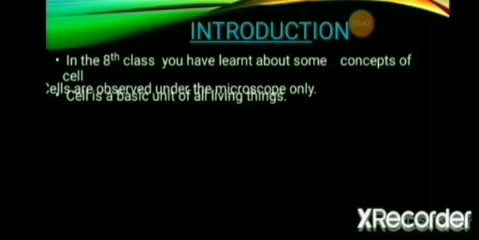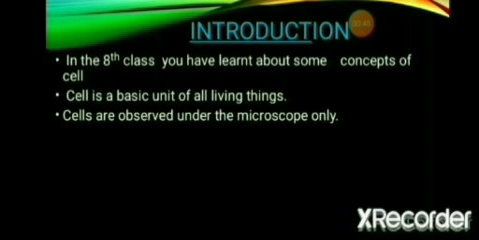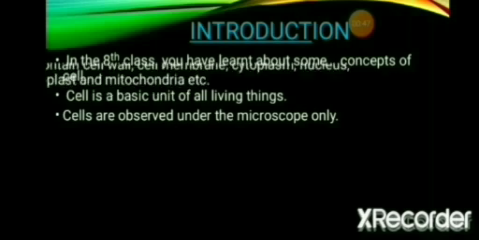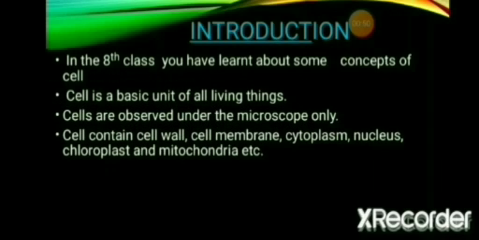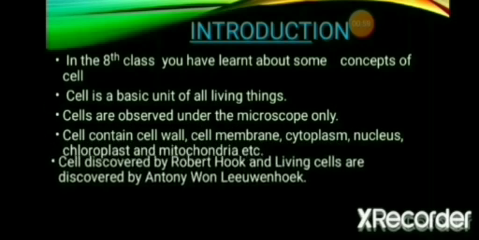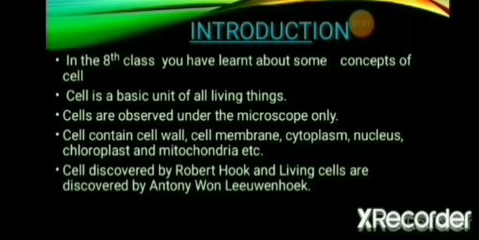Cells are observed under the microscope. I mean, we cannot see them with our naked eye. Cell contains cell wall, cell membrane, cytoplasm, nucleus, chloroplast and mitochondria, etc. Cell was discovered by Robert Hooke and living cells were discovered by Antoine Leeuwenhoek. Robert Hooke discovered cells in oak stem. These are dead cells. But Leeuwenhoek discovered living cells such as sperm cell and RBC, etc. The study of cell is called cell biology.